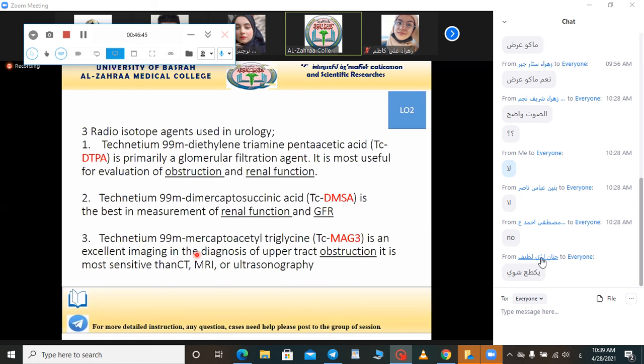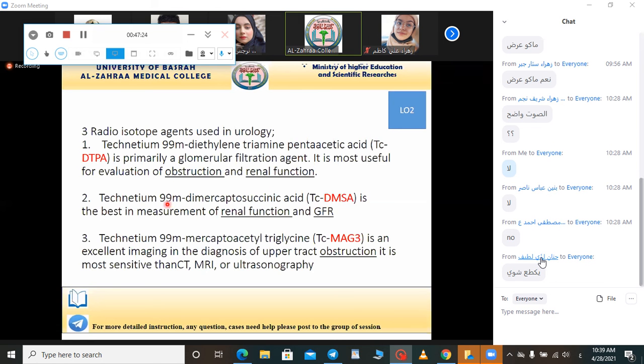It's important for you. Last slide. We know what is important in nuclear scintigraphy. We have three radioisotope agents in urology. Like in urology we commonly use three types. First of all, the big name, which is not required from you, we just name it technetium diethylene triamine pentaacetic acid, in short DTPA. It is primarily excreted through glomerular filtration, so it is excellent in the diagnosis of obstruction and renal function. Just remember the name DTPA and the diagnosis of obstruction and renal function.